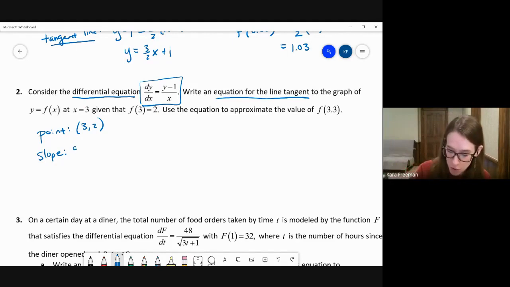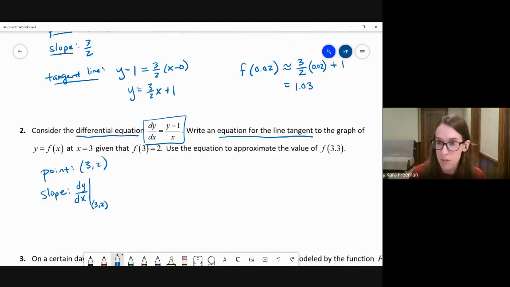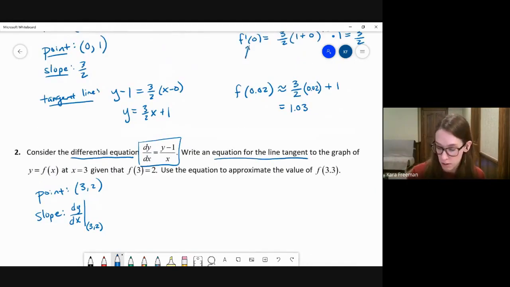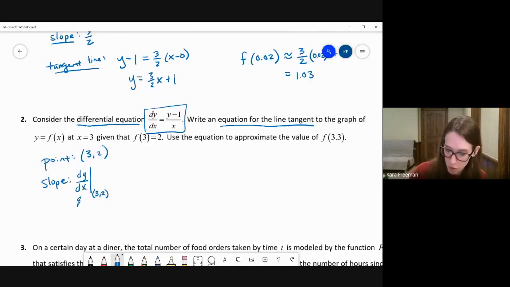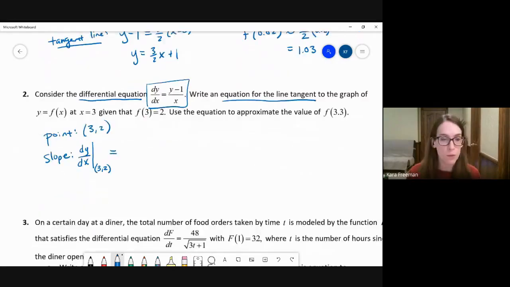So how do we denote slope? Remember dy/dx: if we're evaluating at a specific point, we put a vertical bar, and at the bottom we say at the point (3, 2). That's kind of how we set up at the top, where we said f prime of 0. That's how we write this at a specific point with dy/dx notation. So now we've done this before. Wherever you see an x, put in 3. Whenever you see a y, put in 2.